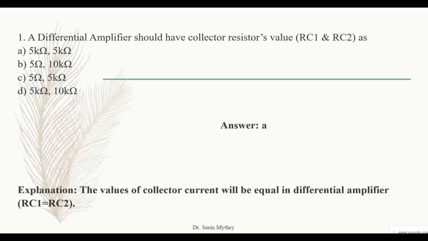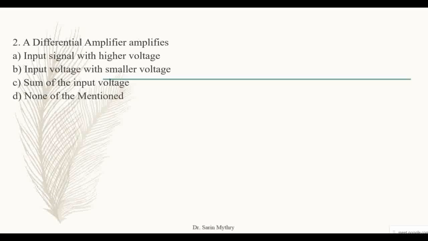Since the collector currents are the same, it means that the resistors present at the two collectors of the differential amplifier will be providing the same resistance at the two different outputs of the differential amplifier, that is C1 and C2, collector 1 and collector 2. So that's why our answer is going to be the first one, A, 5 kilo ohms and 5 kilo ohms. Now let us see the second one.